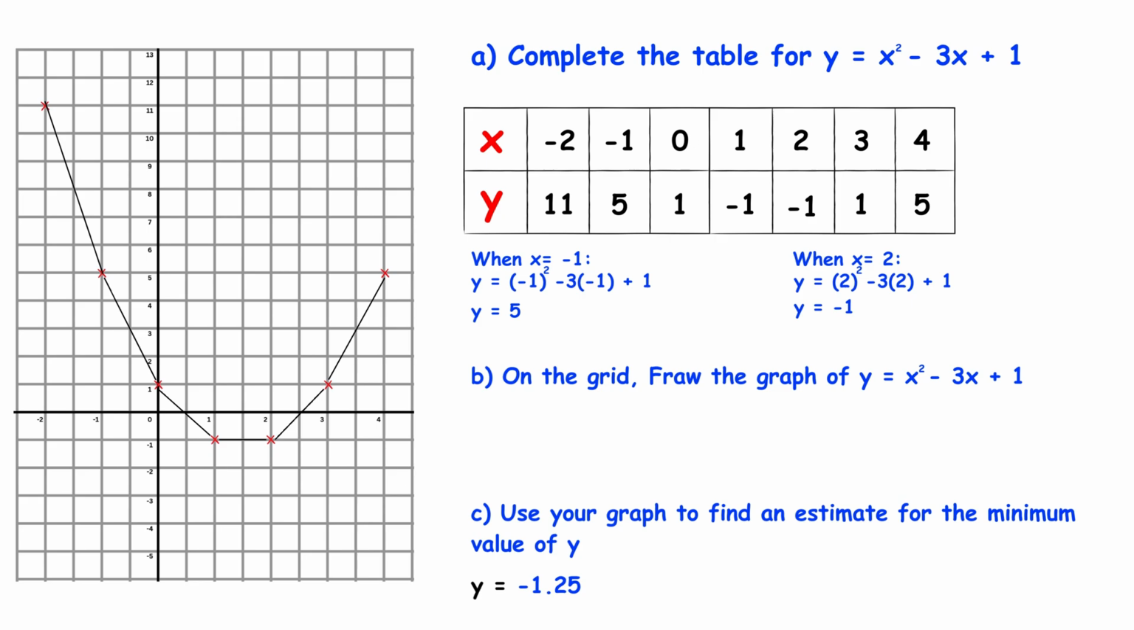Now that we've completed the table, we can move on to part B. Before we can actually draw a graph, though, we need to plot all of our points. So minus 2, 11, minus 1, 5, 0, 1, 1, minus 1, 2, minus 1, 3, 1, and 4, 5. And then we can join them all up with a nice smooth curve.